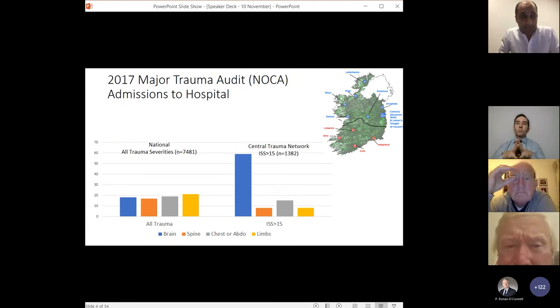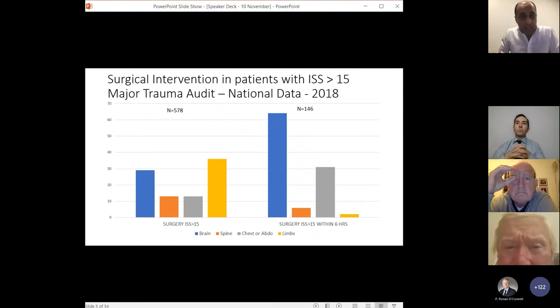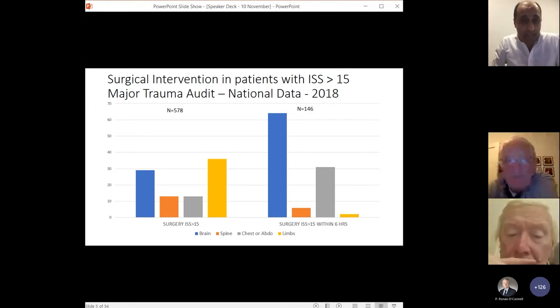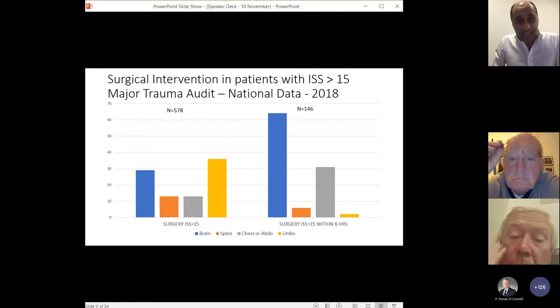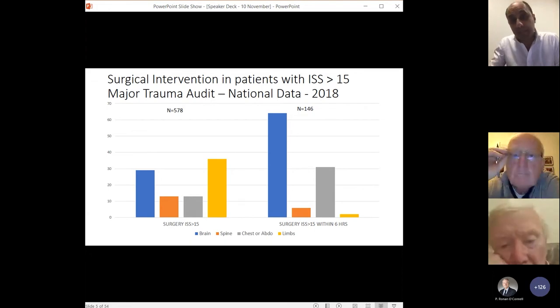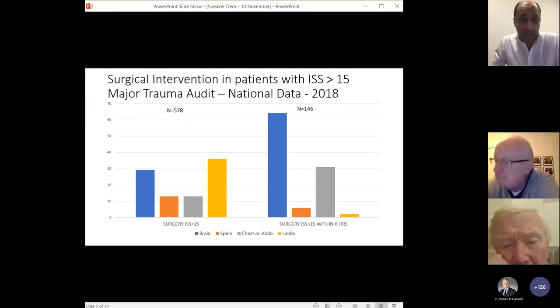Next slide, please. This then is looking at surgical intervention with patients with ISS more than 15, and in the whole group of ISS more than 15, if you look at the bar chart on the right, brain and limbs have the highest number of operations. And then if you look at the bar chart on the right, that's patients that had surgery within 6 hours of arrival to a hospital. Now, that may be the primary hospital that received them or the secondary hospital after transfer. And the largest number of that group tends to be traumatic brain injury.